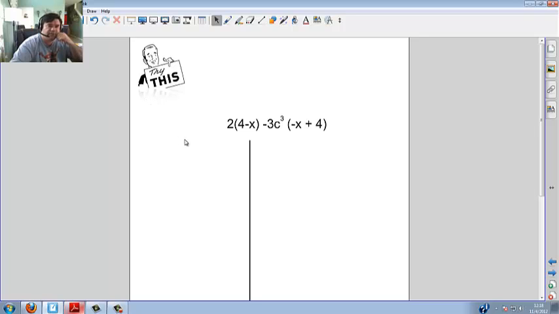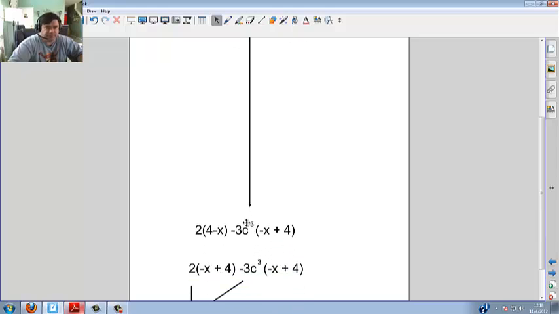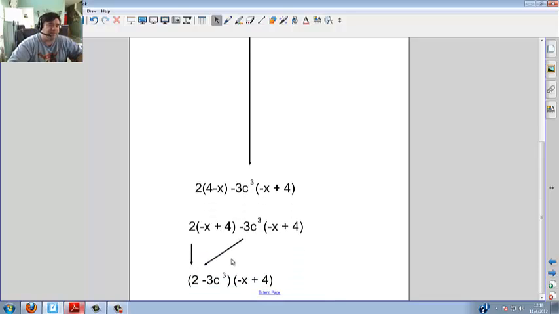Go ahead and give it a try. Hint, you might want to times this by negative 1 or this by negative 1. Makes no difference. I went ahead and rewrote this. What I did was, I went ahead and times, actually I just flipped these. I'm sorry, you don't have to times by negative 1. My fault. Just put negative x in front, 4 behind, so negative x plus 4. Whoops, my fault, sorry. So I have 2 and negative 3c cubed over here, and they're both being times by negative x plus 4, and that's my finished product.